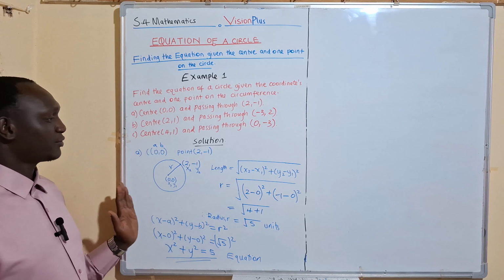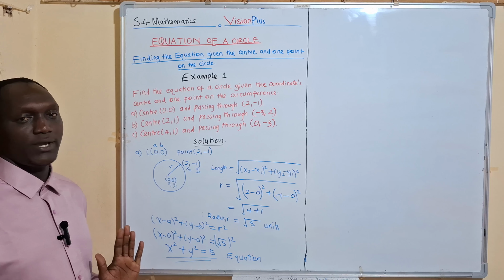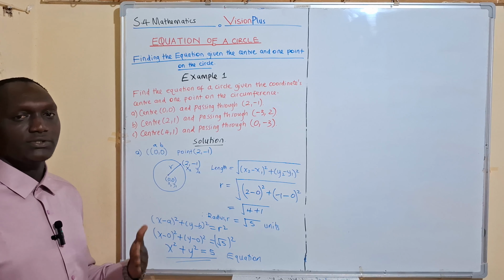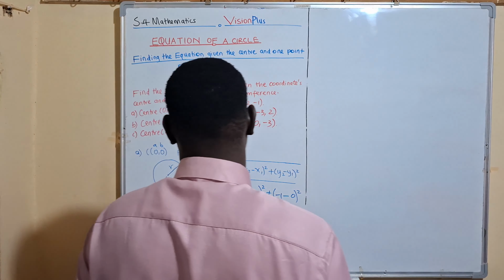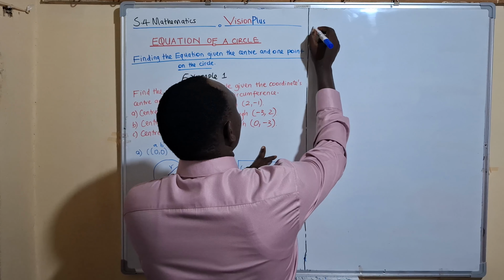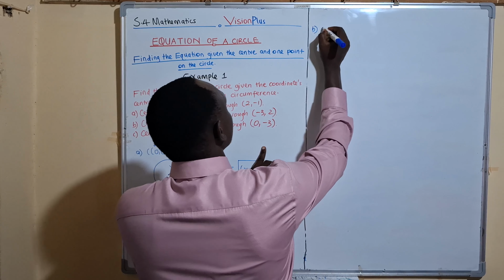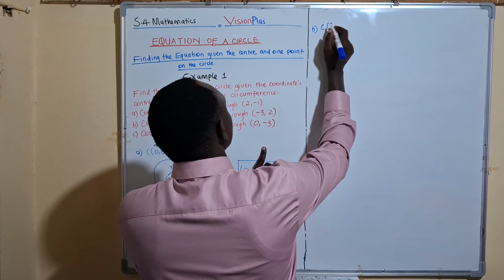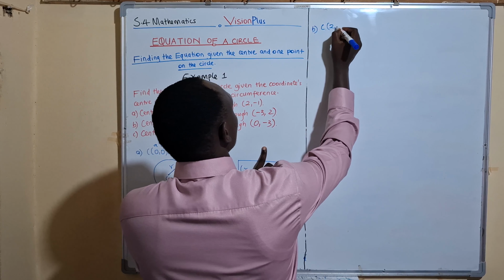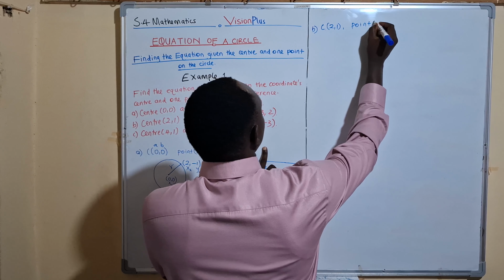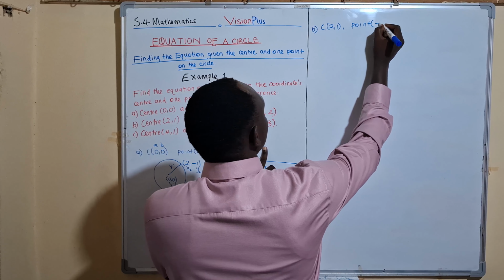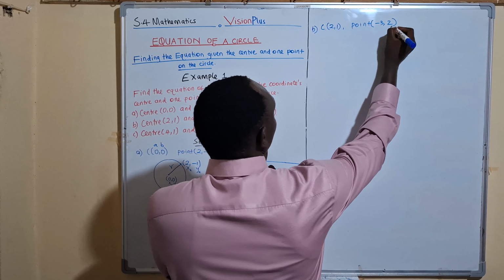We are going to approach part B in the same way. So you can even try it out so that you see where your mistakes will be, and then you correct them accordingly. So for part B, we are given the center C. The center is given as 2, 1, and the point on the circumference where it is passing through is given as negative 3 and 2.